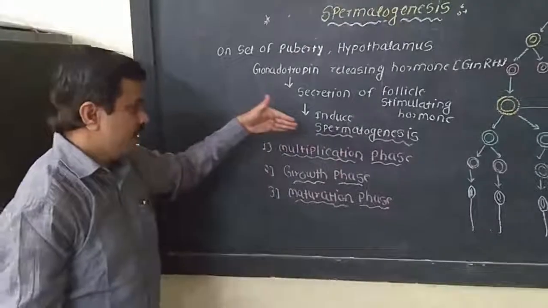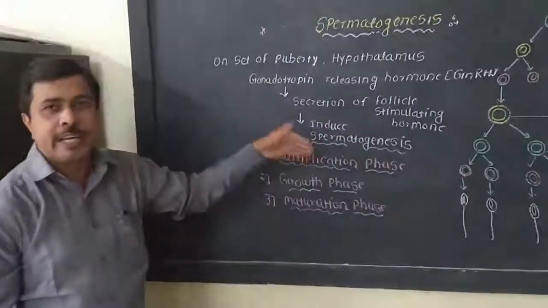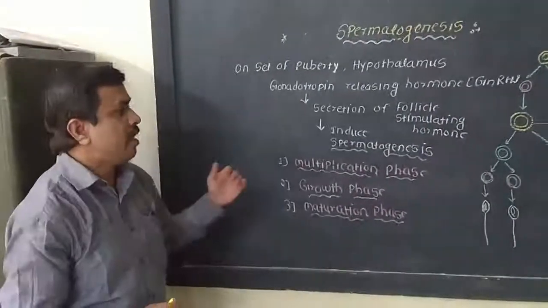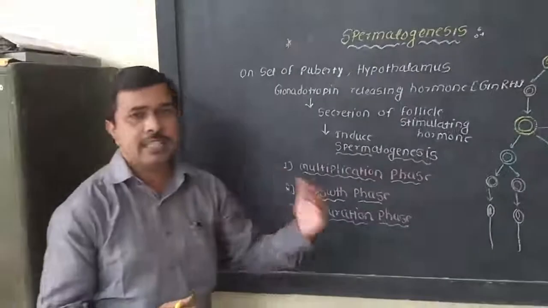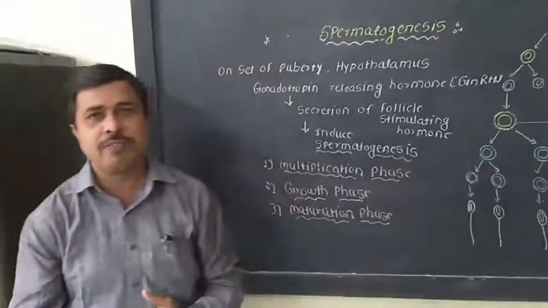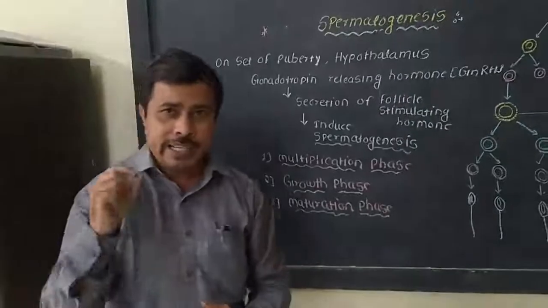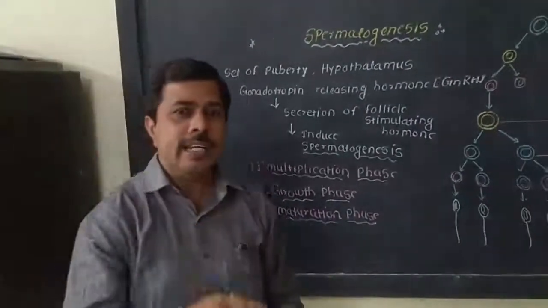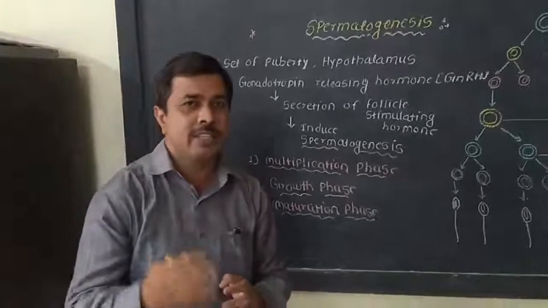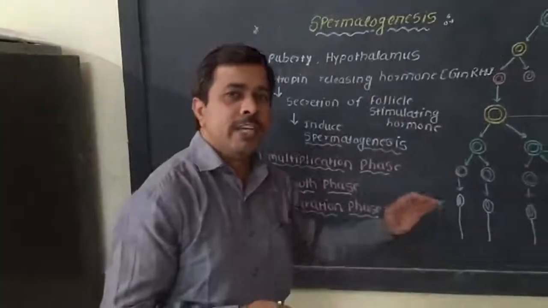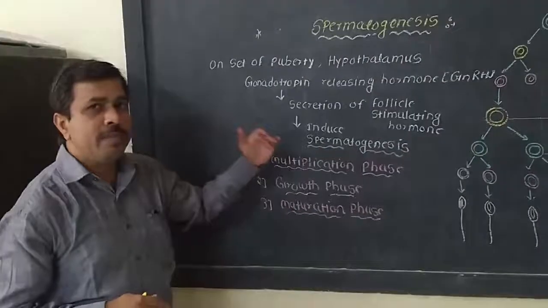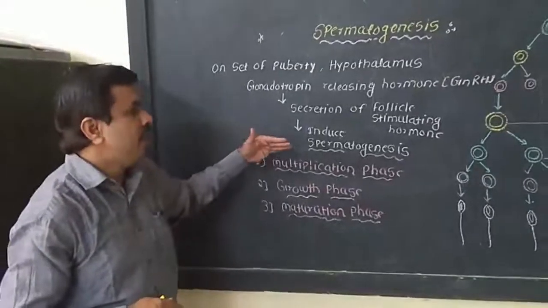It means that the process of spermatogenesis will be initiated inside the testis, inside the seminiferous tubules, from the primary germinal epithelial cells. We know that in the last video we discussed the structure of the testis. Inside the testis there are a number of seminiferous tubules, and each seminiferous tubule is internally lined by cuboidal epithelial cells. This layer is known as the germinal epithelial layer, and these cells are involved in the process of spermatogenesis.